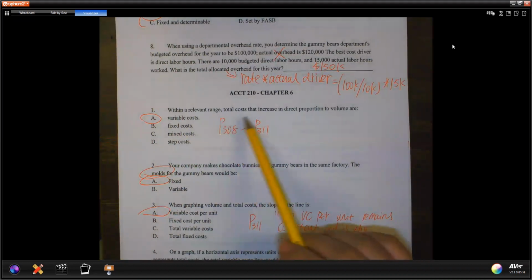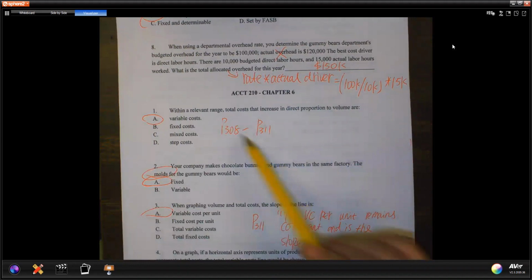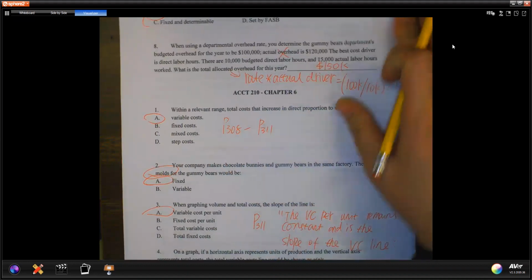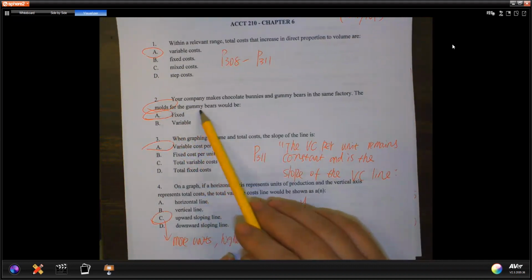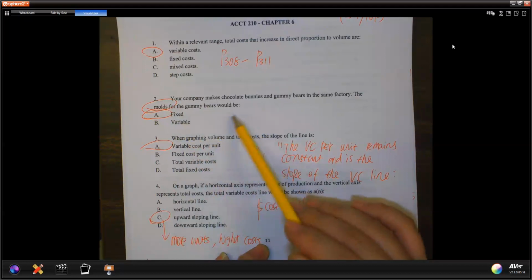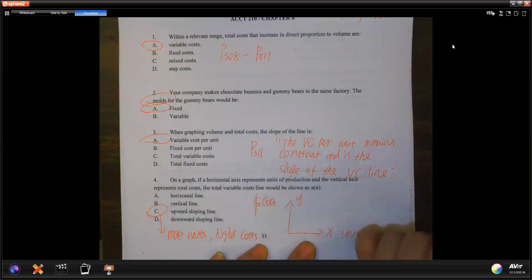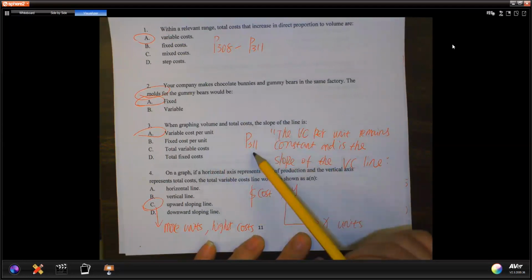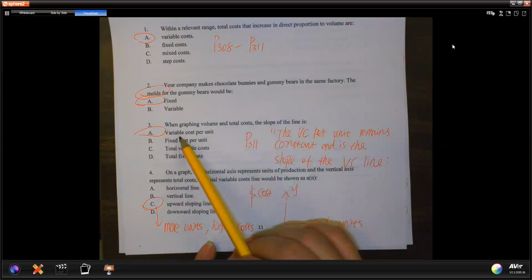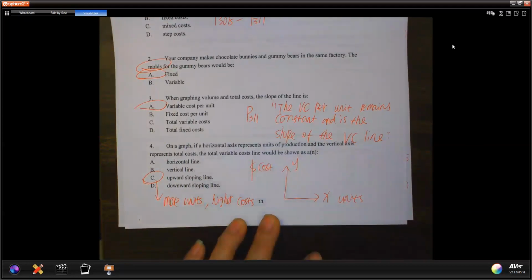A total cost that increases in direct proportion to volume will be our variable cost, right? Next one asks, what is the mode for this? It's the fixed cost, because in one mode you can put different units. So that's fixed cost. Next one, the slope of the line, as we said in the textbook, is the variable cost per unit.